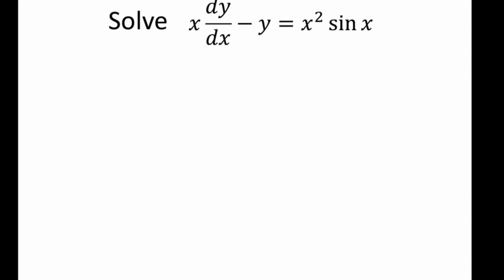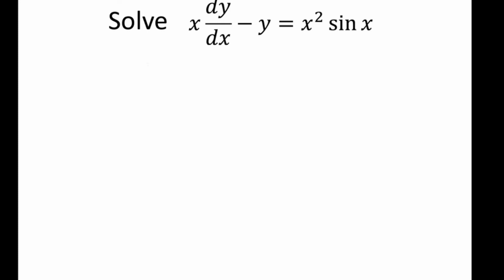Okay, now let's have our second example. The second example is: solve x dy/dx minus y is equal to x squared sine x. Once again, keep that in mind: we must have a y over x. Can we have a y over x for this to be a homogeneous differential equation? Yes, we can, by dividing again the whole equation by x.